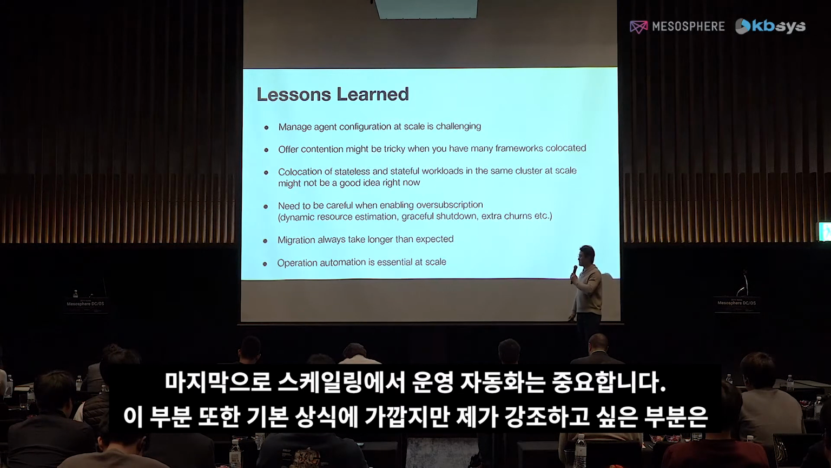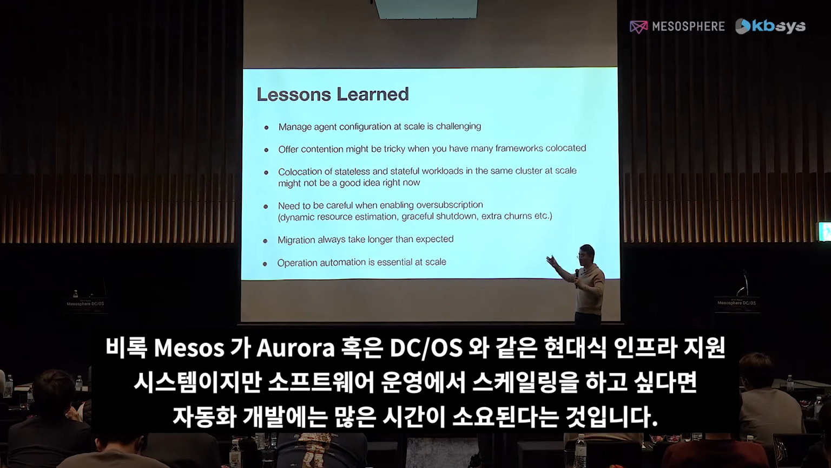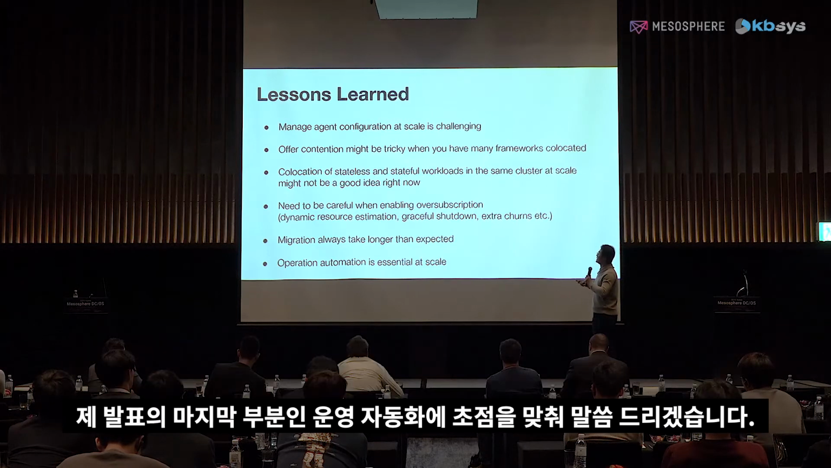The last one is that operation automation is essential at scale. This is more like common sense, but we want to emphasize it here because even though Mesos, Aurora, or DCOS are all modernized infrastructure support, you still need to spend quite a lot of time building automations around your operations if you're really operating this software at scale.